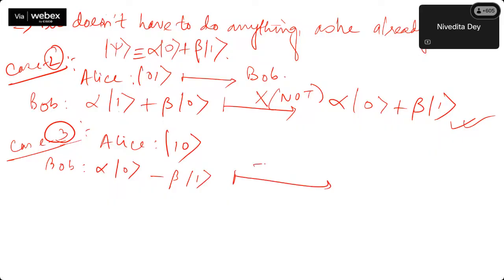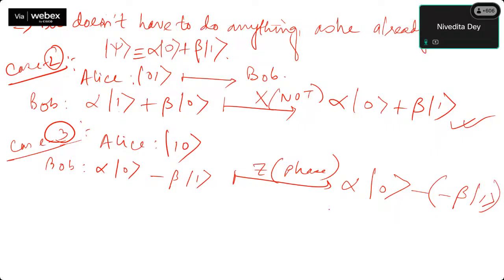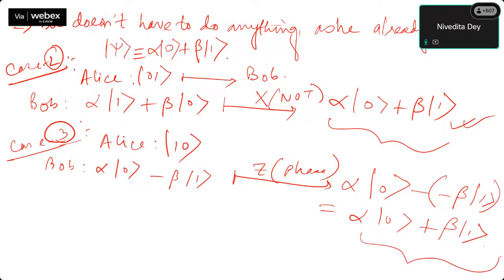So the Z gate, which is a phase gate, will keep 0 as 0 itself. Then 1 on Z will make it minus 1. So minus of minus beta 1 gives alpha 0 plus beta 1. So again, this is the original state that Bob will be receiving if Bob applies, for case number 2, the X gate, or for case number 3, the Z gate.